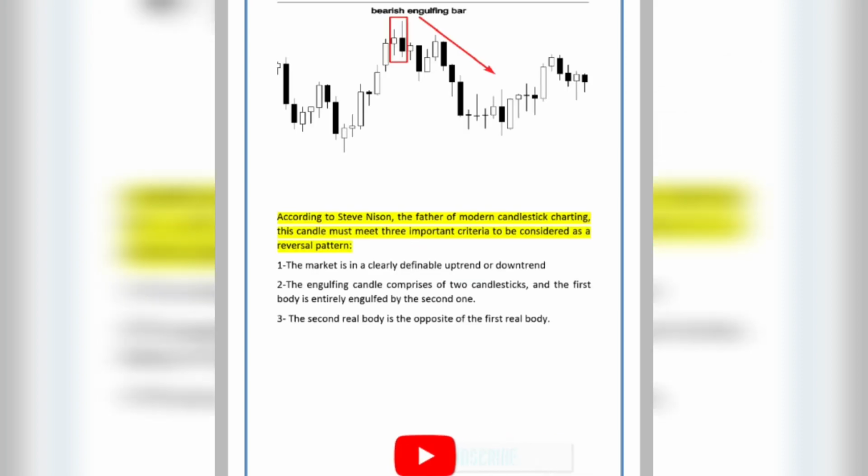According to Steve Nison, the father of modern candlestick charting, this candle must meet three important criteria to be considered a reversal pattern. 1. The market is in a clearly definable uptrend or downtrend. 2. The engulfing candle comprises two candlesticks, and the first body is entirely engulfed by the second one. 3. The second real body is the opposite of the first real body.